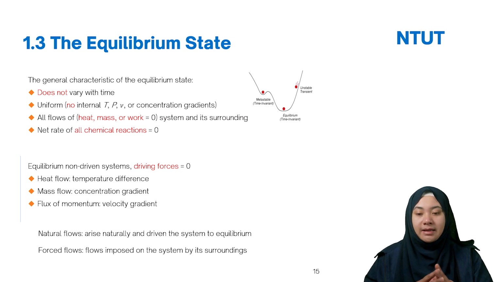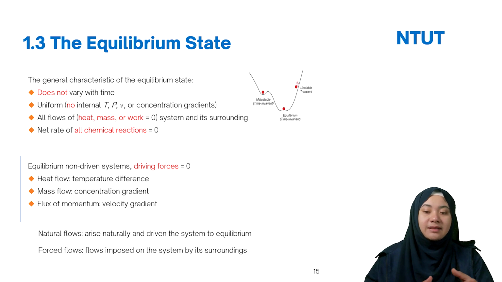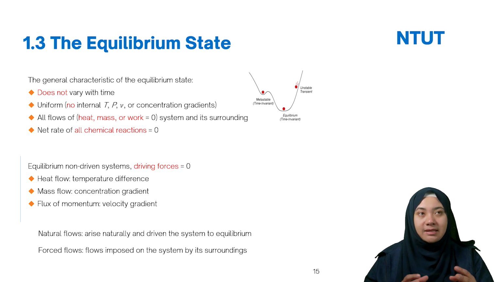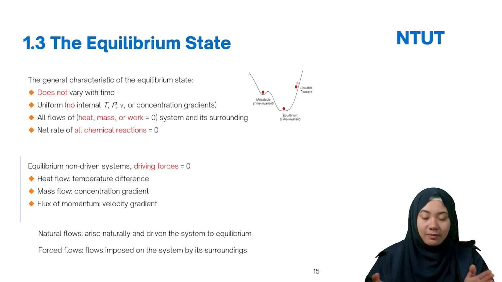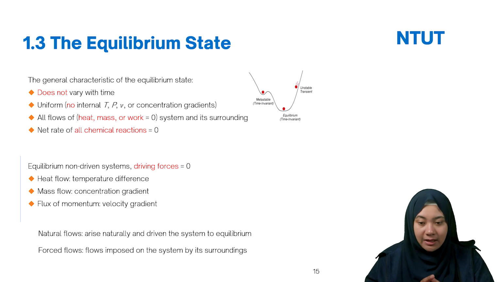So how about the driving force at equilibrium? It's 0. This is also one of the criteria. The driving force should be equal to 0. It means you don't have heat flow, mass flow, momentum flux, or velocity gradient. So all driving forces should be equal to 0. And then here we have two kinds of definition: you have natural flow, and you have forced flow.